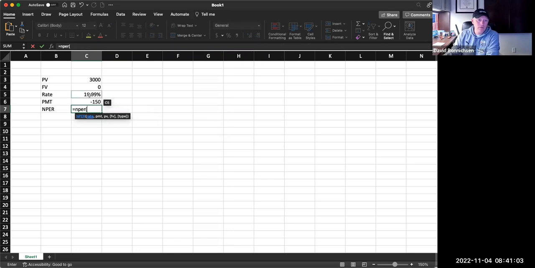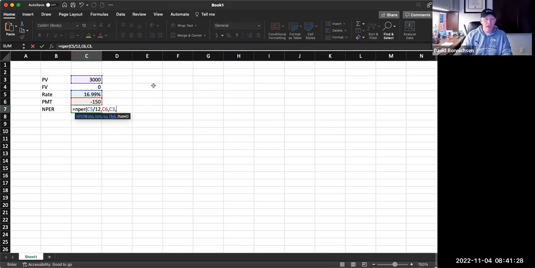Give it the rate, and we have to adjust for compounding, because this is monthly. We're making monthly payments, so we've got to divide by 12. We're making a $150 a month payment, negative, because it's cash out. We have a current credit card balance of $3,000. That's the present value of our balance. And we know that we want to pay it off, so it's got to go to 0. That's the future value. We don't need to deal with the type, and we just close it down with a parenthesis.